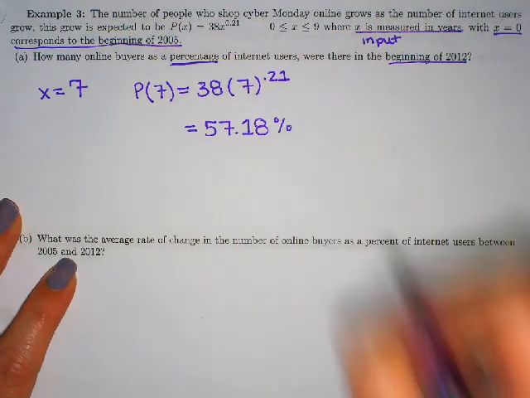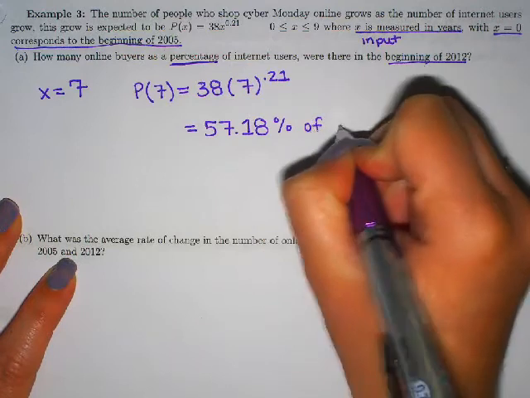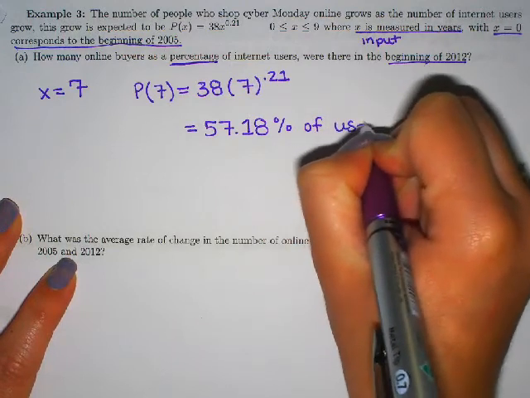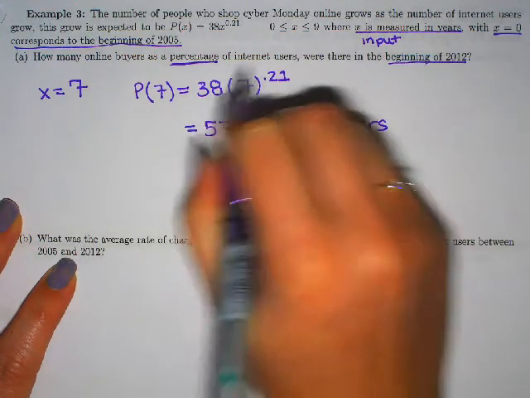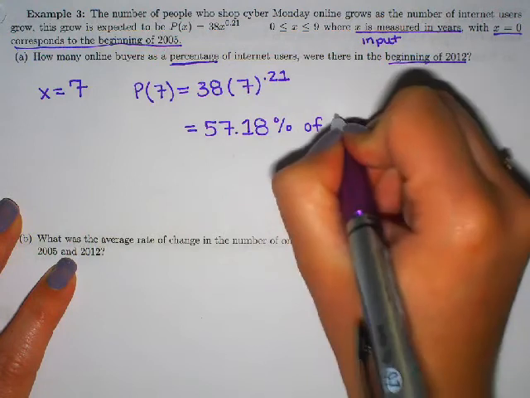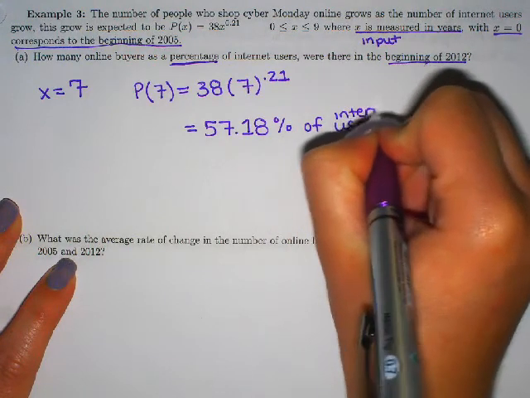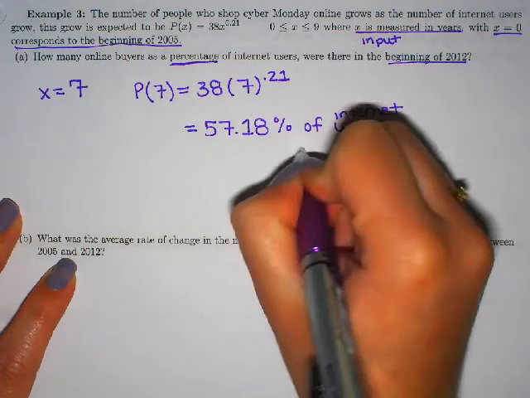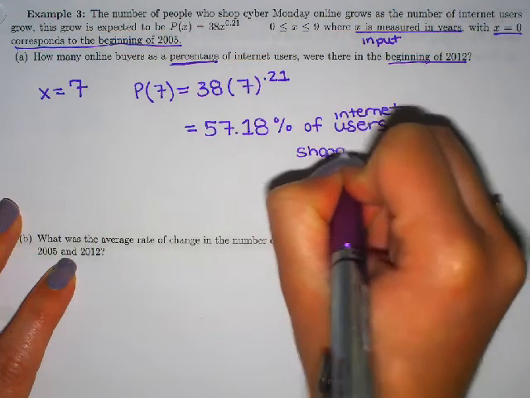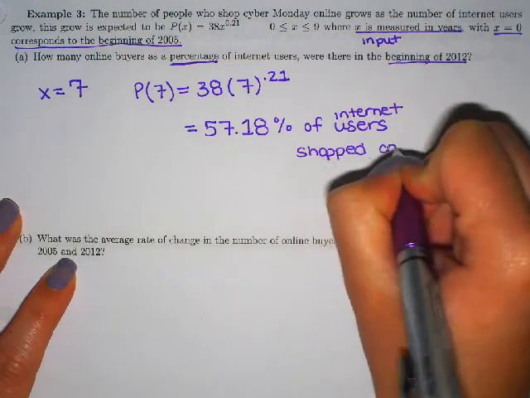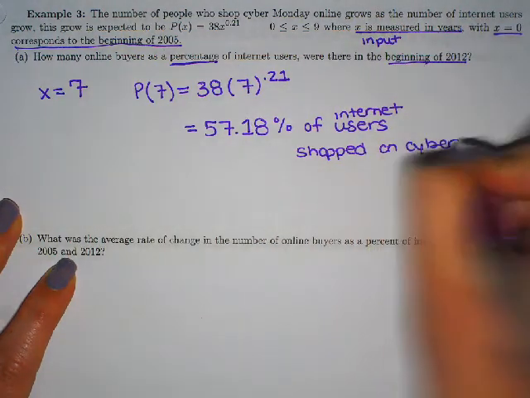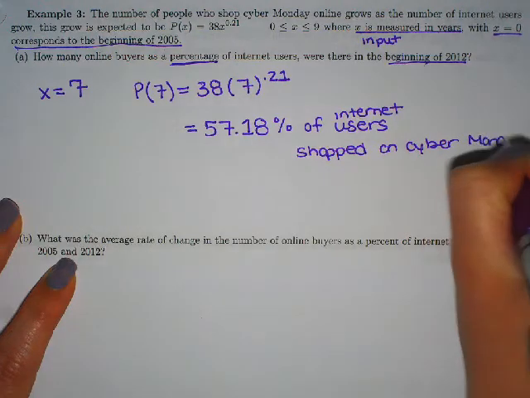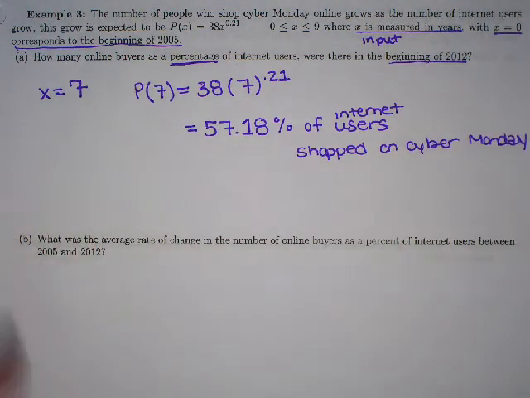57.18% of users. So it says internet users shopped on Cyber Monday. Kind of a longer unit. I'm just going to interpret it in this first one. So 57.18% of internet users shopped on Cyber Monday in 2012.